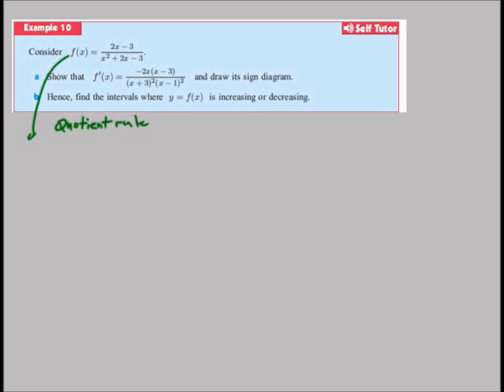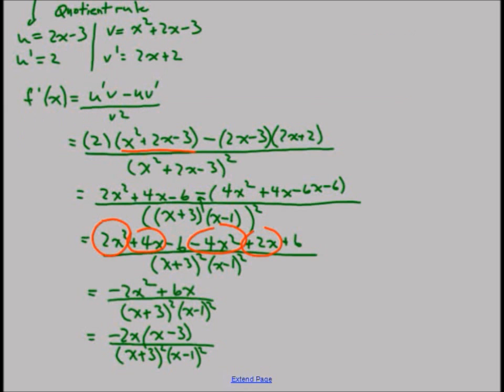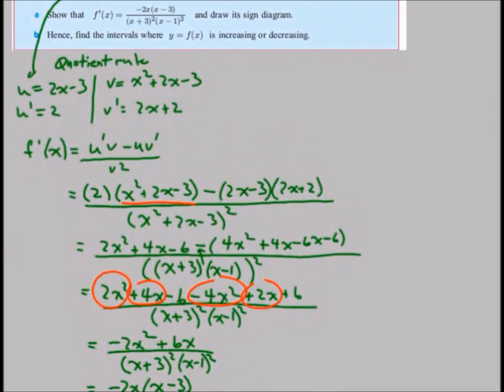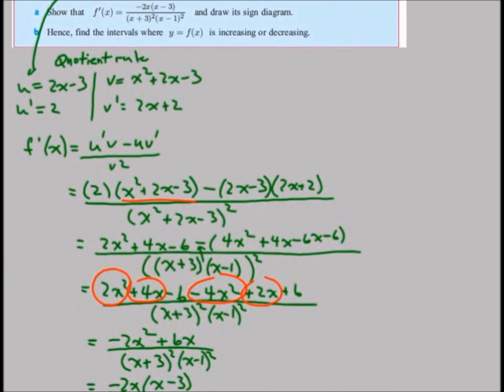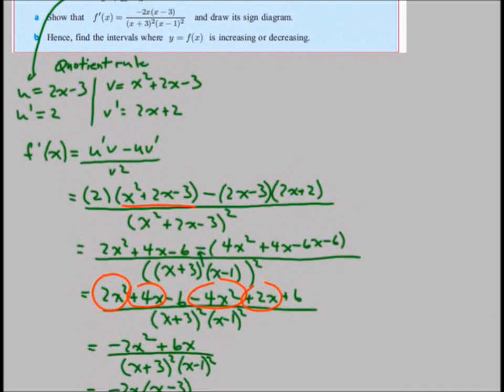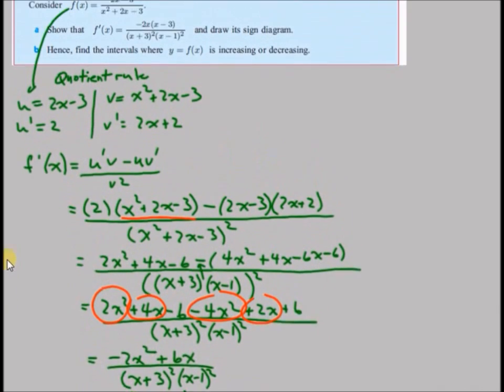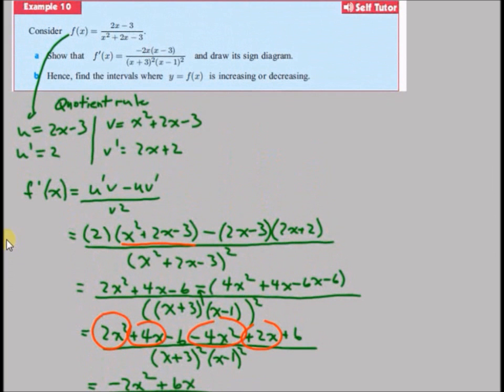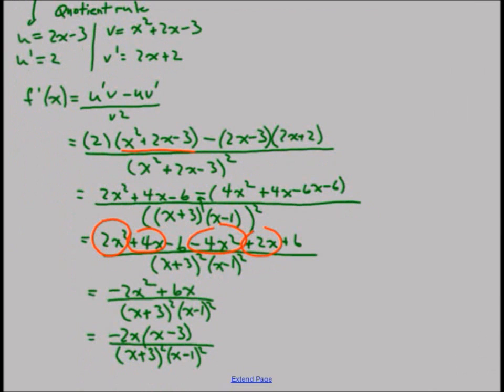It's a good review about this. And let's see if that's what we started with. Minus 2x times x minus 3 all over that denominator. Yes. Okay, so we're finished part A. Part B, hence find the interval. Oh, and draw its sign diagram. So we need to draw the sign diagram for this guy.